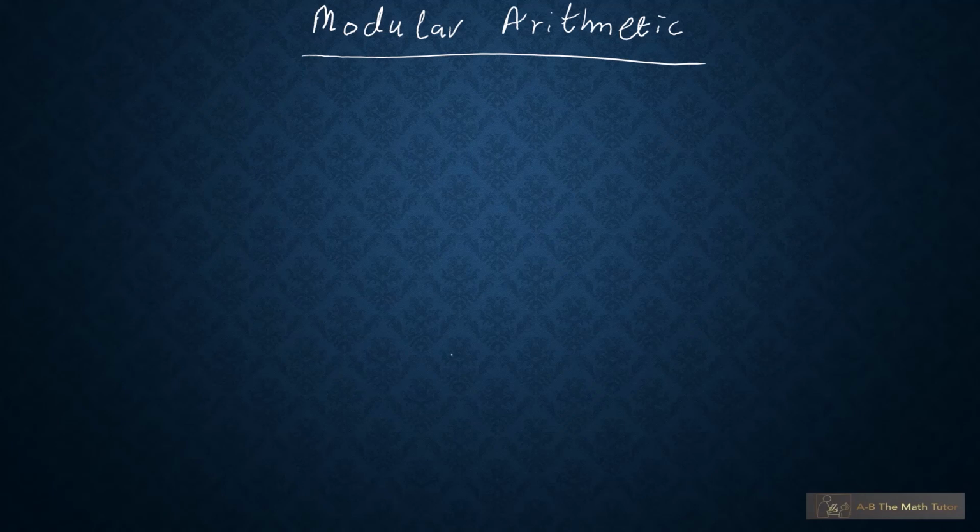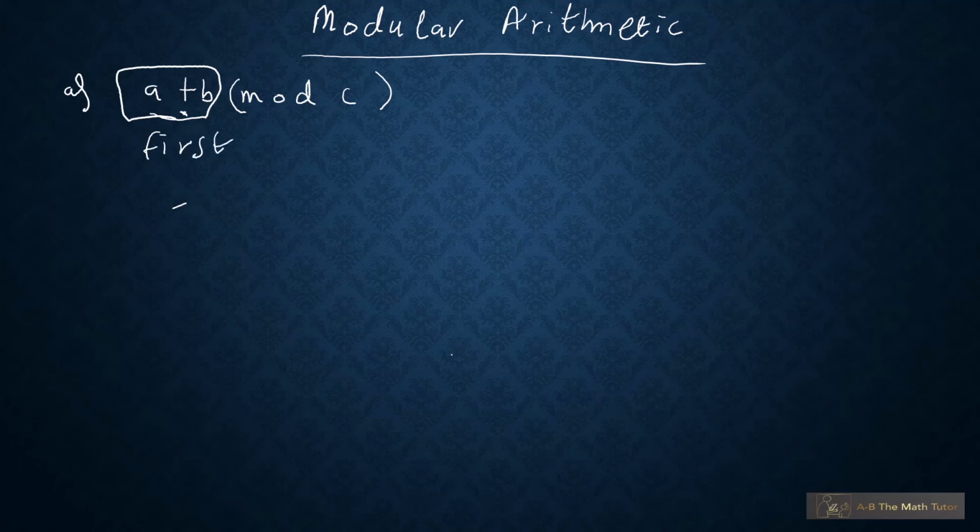Okay, so if you have, say, A plus B mod C, this rule states that whenever you have an operation sign between two numbers before the mod comes, perform the operation first before you consider finding the mod. So let's take some examples.